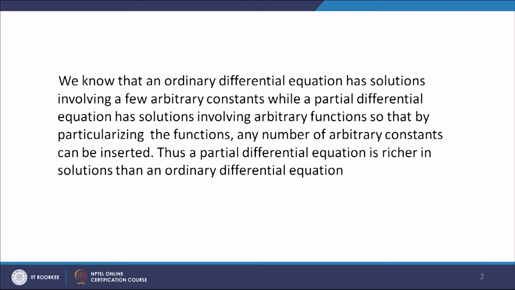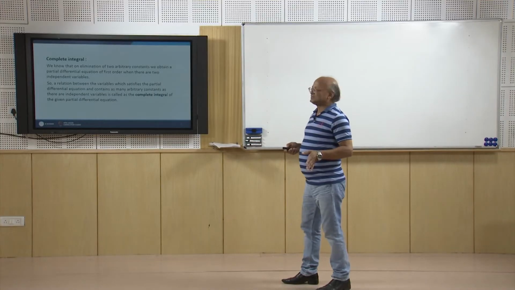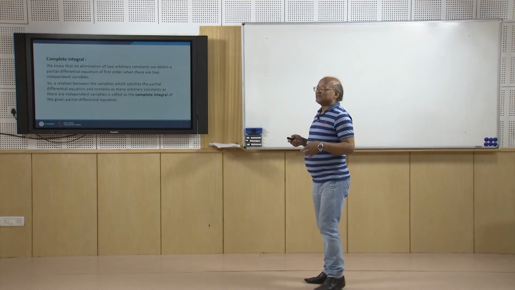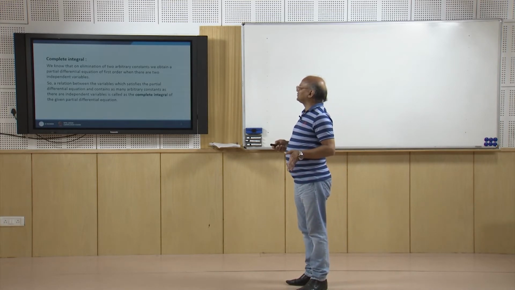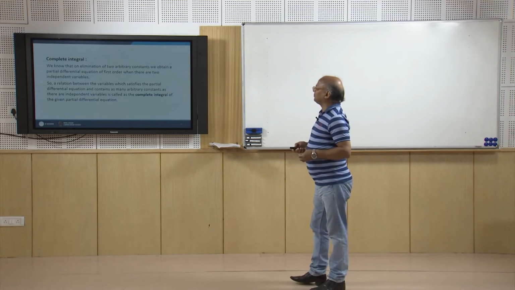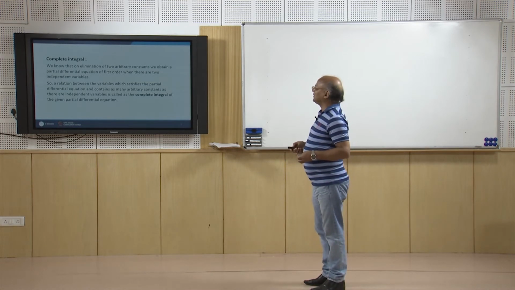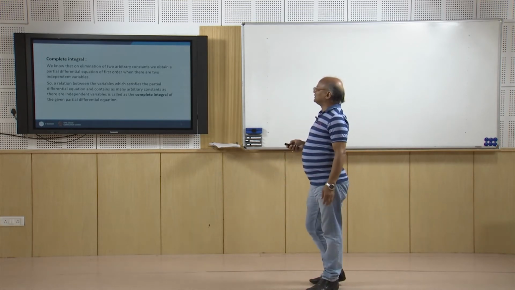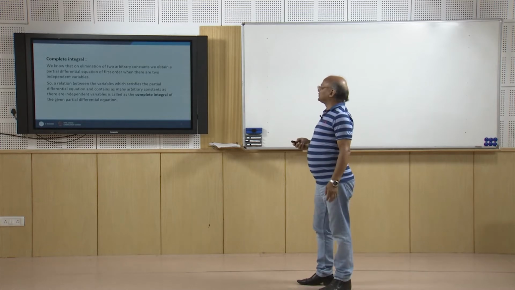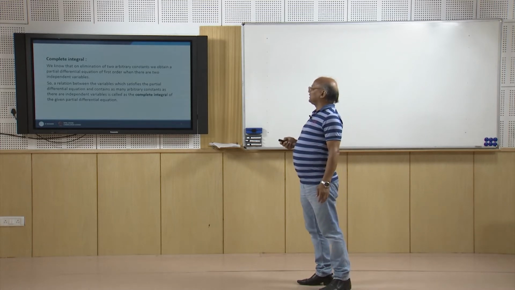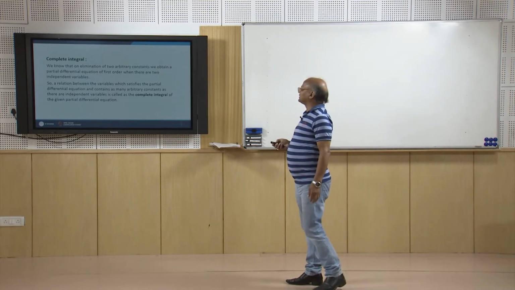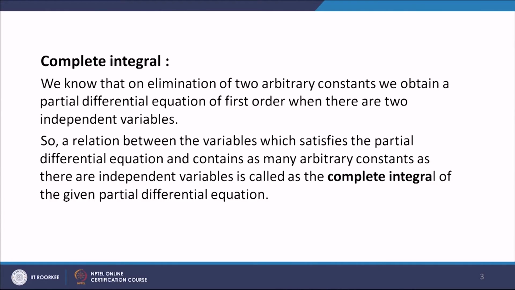Now let us define what we mean by a complete integral. We know that when you eliminate two arbitrary constants, we obtain a partial differential equation of first order when there are two independent variables. In my last lecture we have seen that when we eliminate the two arbitrary constants, we obtain a partial differential equation of first order in case of two independent variables. So a relation between the variables which satisfies the partial differential equation and contains as many arbitrary constants as there are independent variables is called the complete integral of the given partial differential equation.